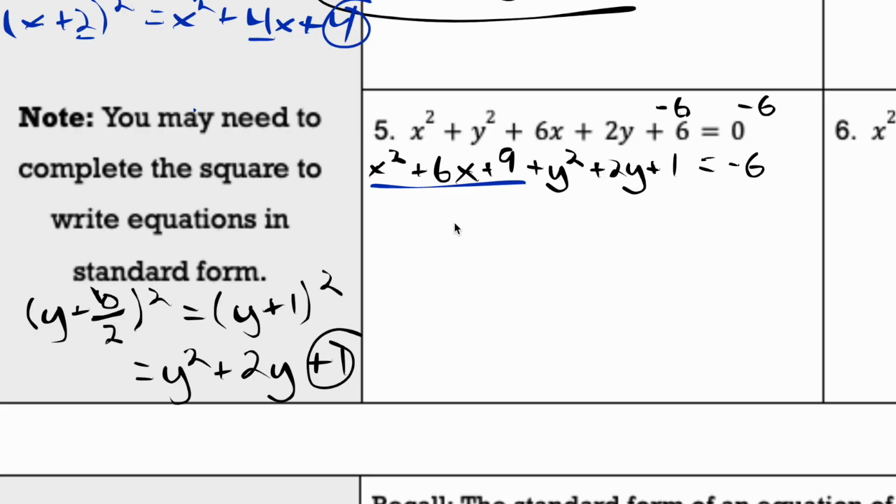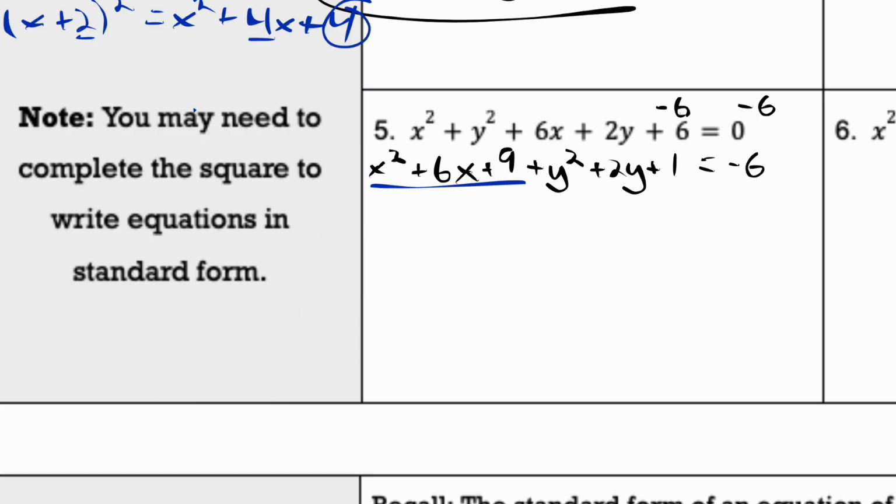Now, one important thing, and I should have actually told you guys this initially, whenever we do something to one side, we need to do it to the other, right? Whenever we add 9 to one side, we need to add 9 to the other. It's just properties of equality to maintain this balance that we call the equal sign. So I added 9 to this side, so I have to add 9 to this side. I added 1 to this side, so I have to add 1 to this side.